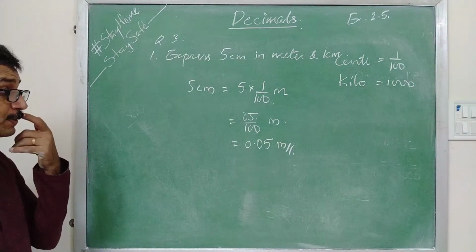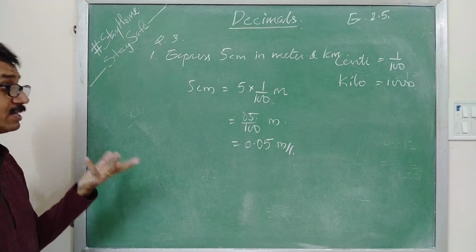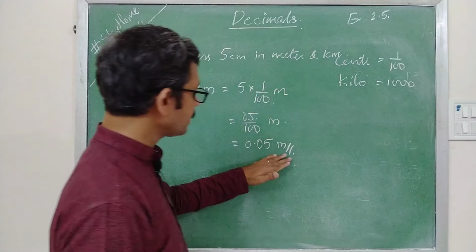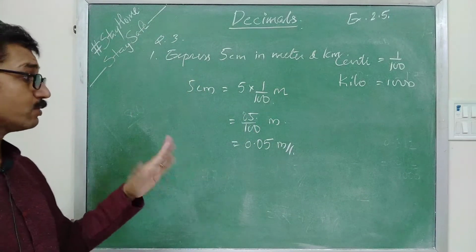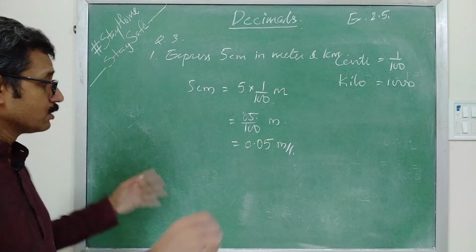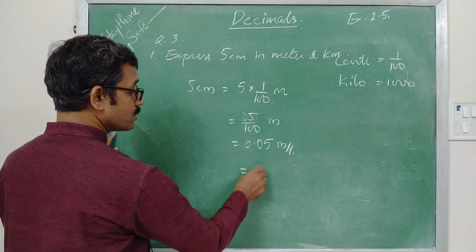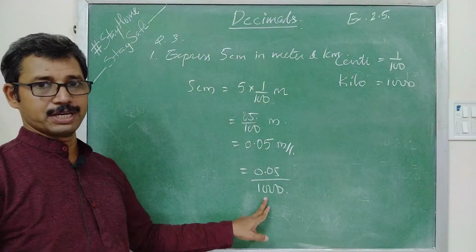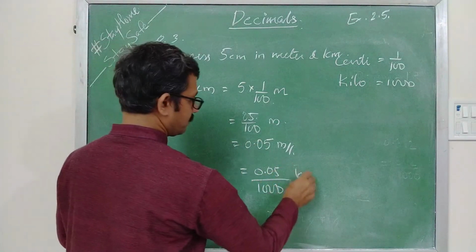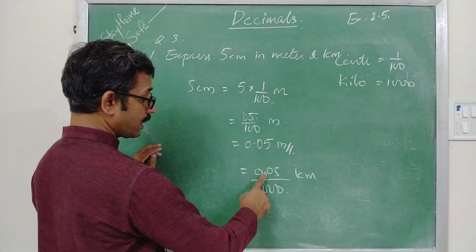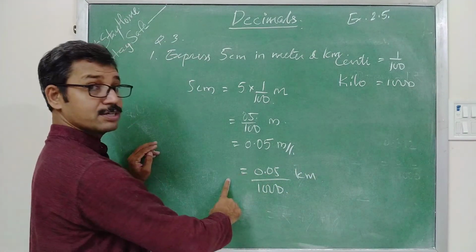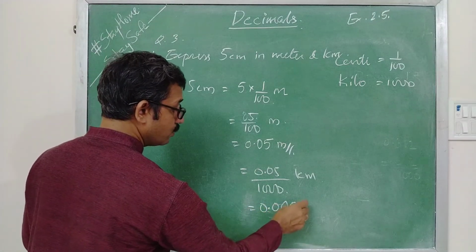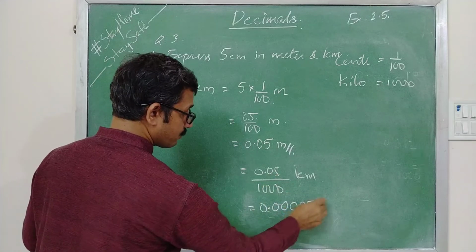Now again, you have to convert it into kilometer. Kilo means 1000, so this much meter is to be converted into kilometer. Kilometer means you have to divide by 1000. So we can write that which is equal to 0.05 upon 1000. Why? Because it is to be converted into kilometer. Now how many decimal places? 1000 means 3 decimal places further to be displaced. So which is equal to 0.00005 kilometer.